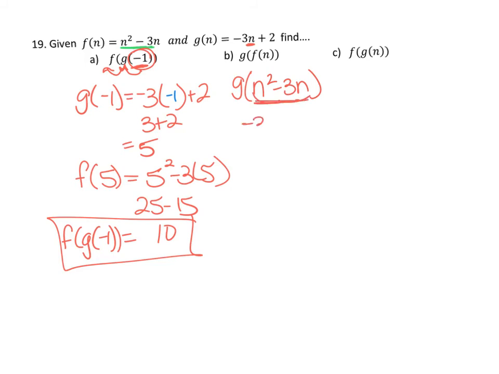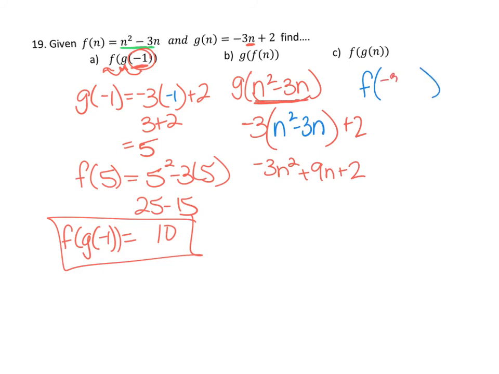So that's negative 3 and n squared minus 3n plus 2. So the red is g and the blue is f. So g of f of x, g has f plugged in. So that's negative 3n squared plus 9n plus 2. And you're going to get something different when you do f of g.